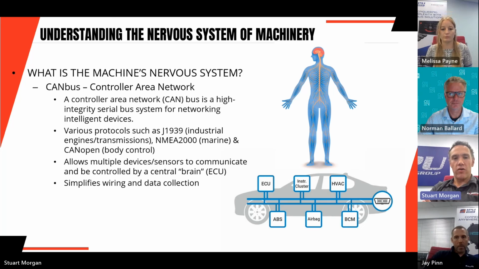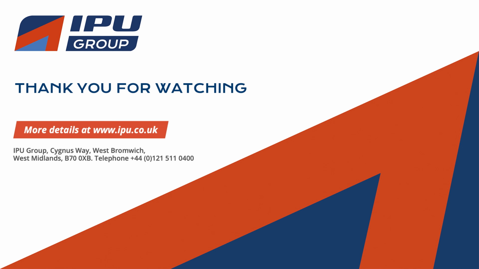It simplifies wiring, because whereas before you would have every sensor coming back up to the control panel in your machine, now you can just have 2 wires going around the machine, and you just connect a sensor to that. It's called a bus because it's effectively like a bus route. That information is just going round and round, so basically everything connected to it has access to that information.